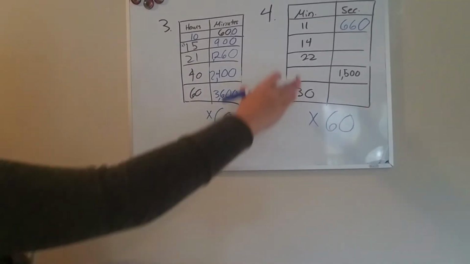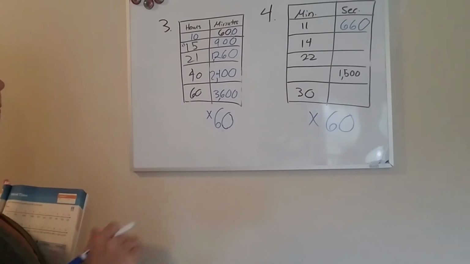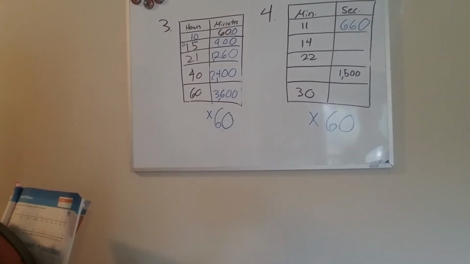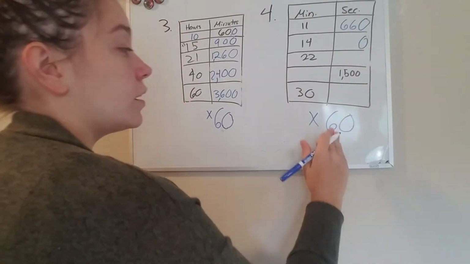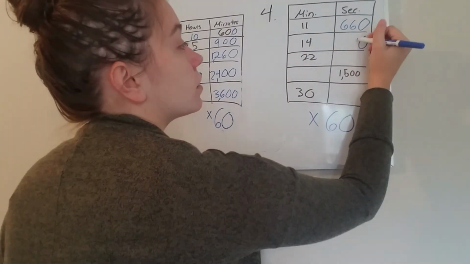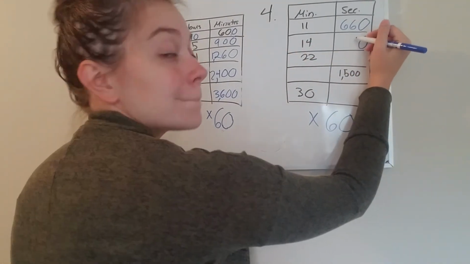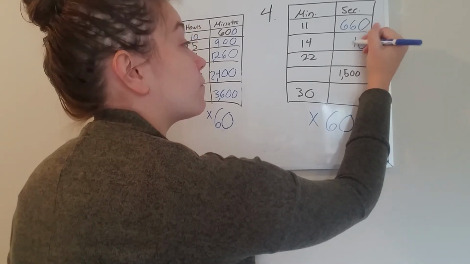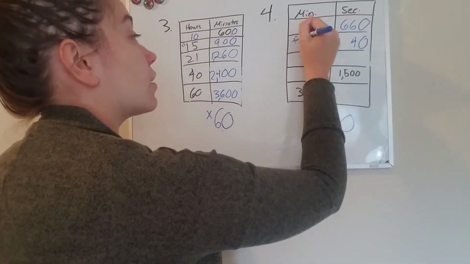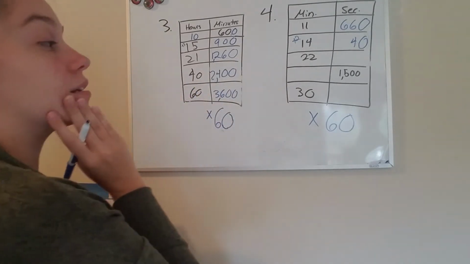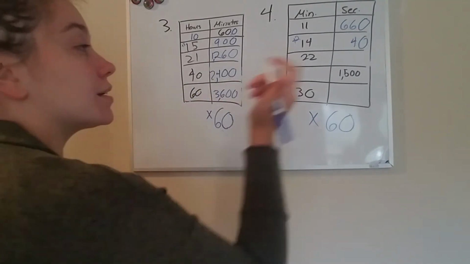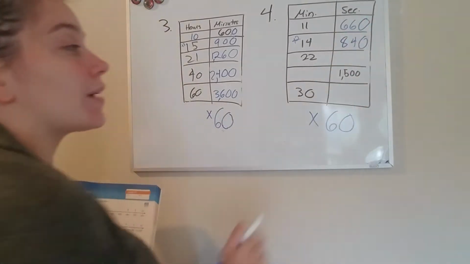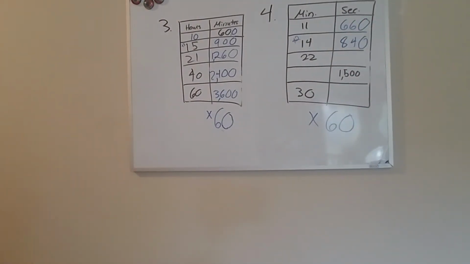Now we're looking at 14 minutes. 14 is going to be multiplied by 60 to get our answer. So we're going to carry our 0. 6 times 4 is, think about it, it's 24. Carry my 2. 6 times 1 is 6. Plus 2 is 8. So you should have 840 for that one.